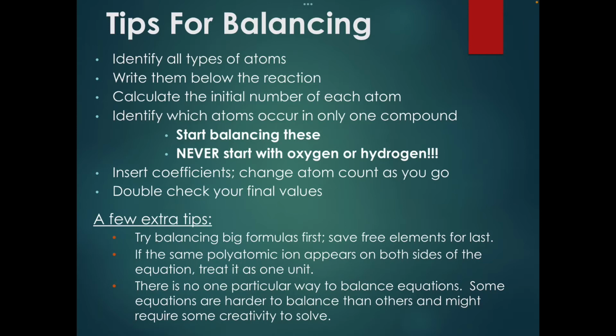Some extra tips, which will be even more helpful once you get better at it. Try balancing big formulas first. Say you have calcium hydroxide or magnesium phosphate that has a bunch of atoms in there. Do those first, and then save individual elements, like oxygen gas or hydrogen gas, so elements by themselves, for last. If the same polyatomic ion ends up on either side of our arrow, we can actually treat that polyatomic ion like an element, but it has to stay together on each side of the arrow. And I'll show you what I mean by this a little bit later.